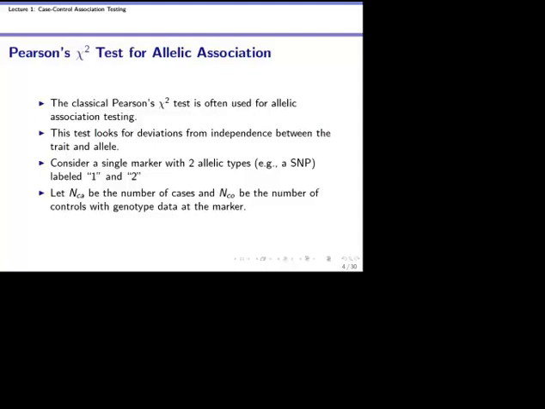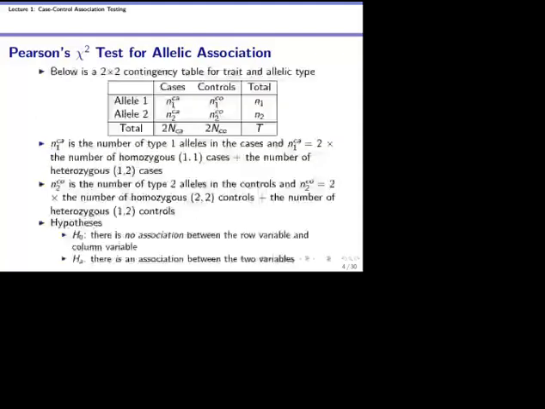Okay. And so we're going to let in our sample N subscript CA be the number of cases, N subscript CO be the number of controls who have genotype data at a marker. So with the Pearson chi-square test, you can essentially write the data in a contingency table. You can look at the number of cases that have allele type 1, the number of controls that have allele type 1, the number of cases that have allele type 2, and the number of controls with allele type 2. So we can write the data into a contingency table based upon the number of cases and controls that have the different allele types.